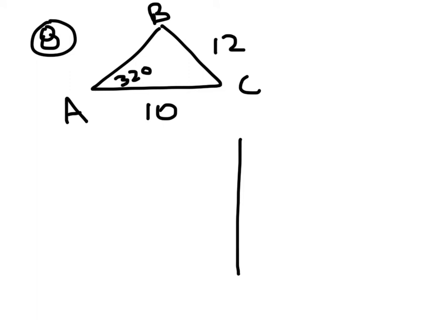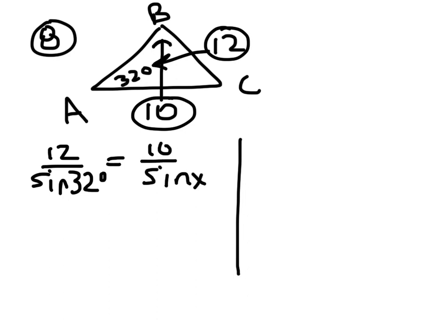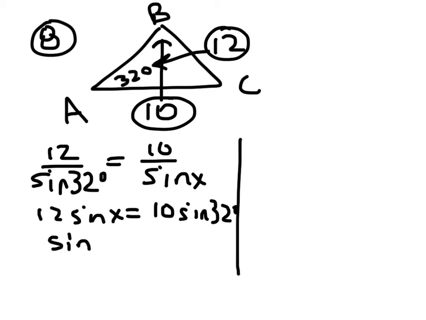First, I can see that I have a side with an angle across from it. Using this side, I can then find the angle across from that. When you use side angle pairs, that's the law of sines. So 12 over sine of 32 degrees is equal to 10 over sine of x. That would mean that 12 sine of x equals 10 sine of 32 degrees. If I divide by 12, sine of x equals 10 sine 32 degrees divided by 12.